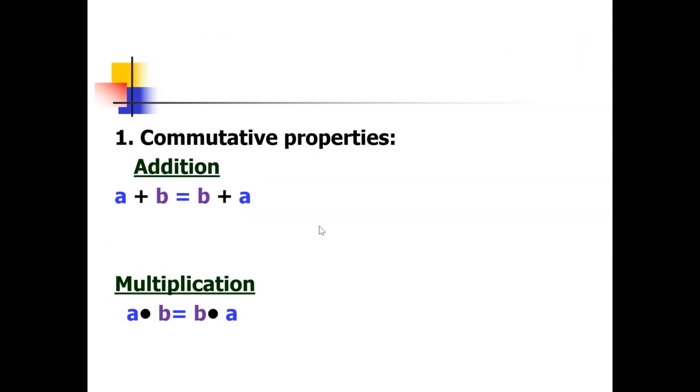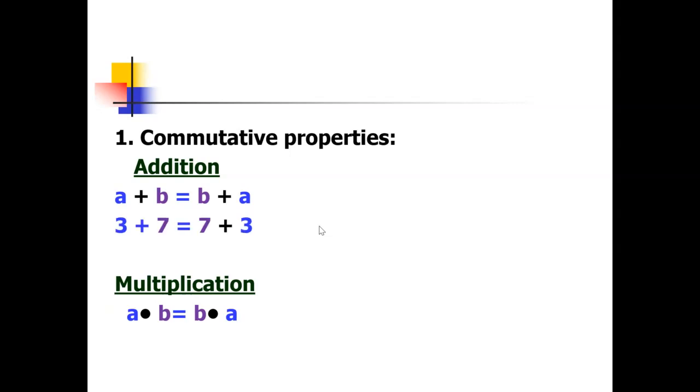The first one is the commutative property. It works for both adding and multiplication. Commutative property says that in whichever order you add your numbers, the result will be the same on both sides. So A plus B equals B plus A. Same thing goes with multiplication. A times B will equal B times A.